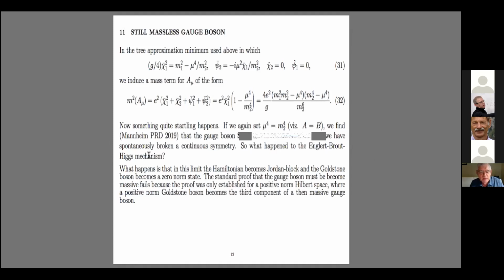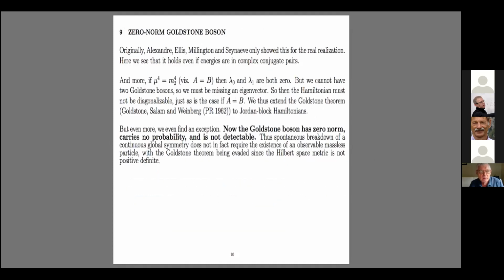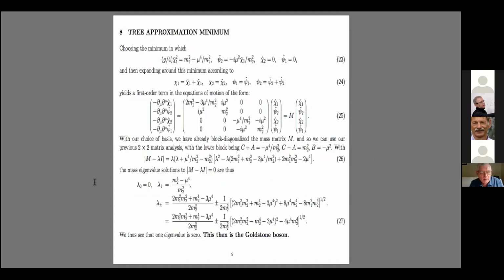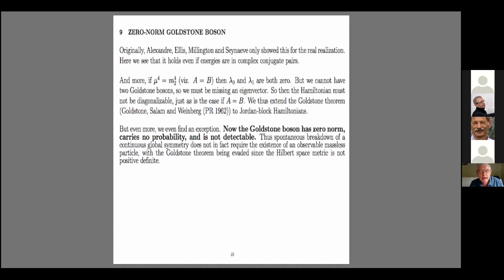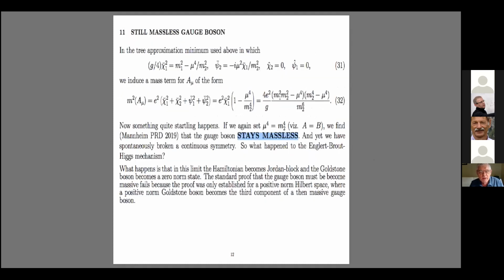Well, the answer is when mu to the 4 is equal to m2 to the 4. Let's just remember a moment ago, we looked like we had 2 Goldstone bosons, but of course we can't have 2 Goldstone bosons, we can only have a maximum of 1. What we finished up with was a 0 norm one. But since it was 0 norm, it was not associated with a positive definite Hilbert space.